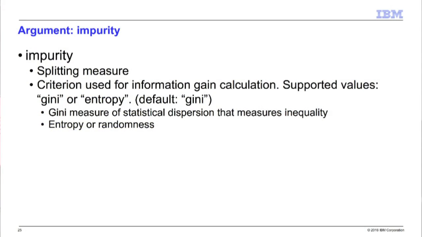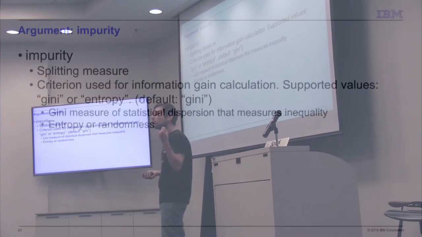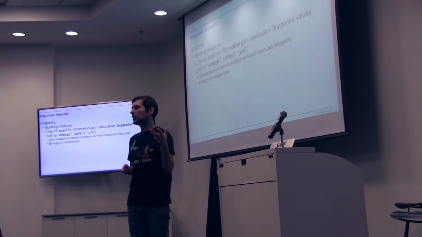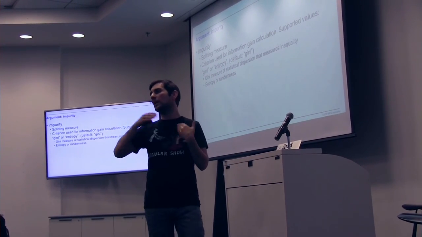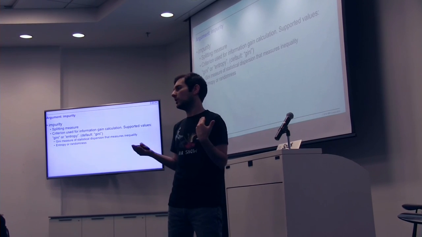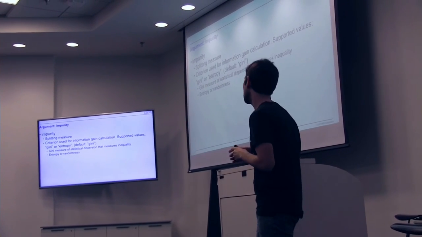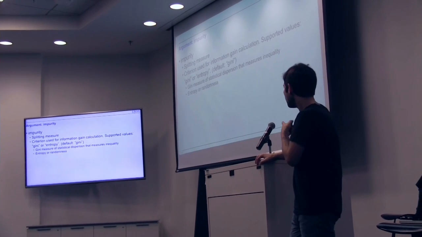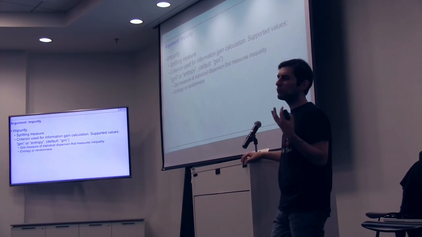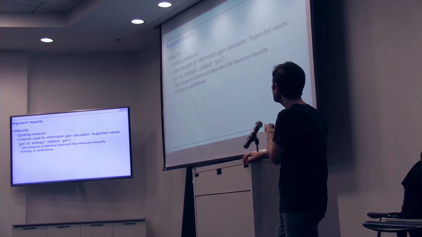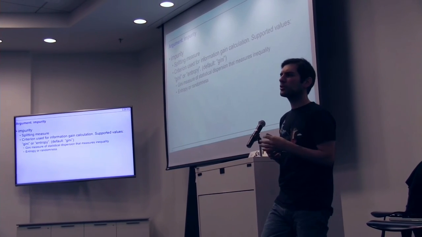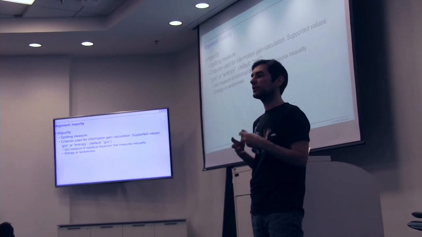Impurity, this is our measurement of information. So it could be Gini by default, or entropy, the one we saw with information and the log data. So Gini, again, is a measure of dispersion, it measures inequality. The most common use that you'll hear for Gini inequality is for countries. Countries with big income inequality have a higher Gini value. Countries that are pretty flat have a lower Gini value. And then entropy or randomness. This ends up being not too much different, since you're basically measuring the same thing, some kind of difference.